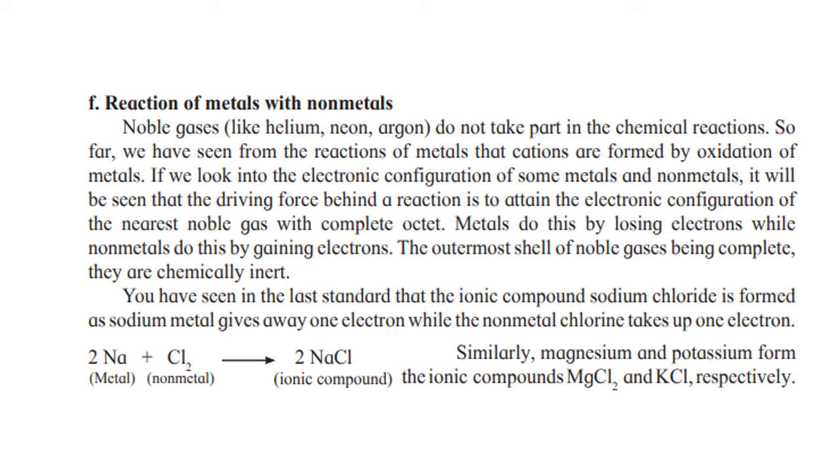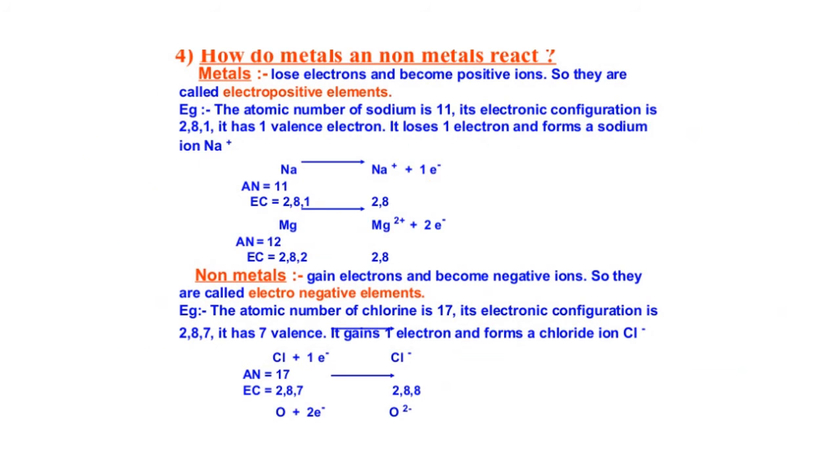In the process of doing so, they react and form a compound. An example is given here: sodium reacts with chlorine to form sodium chloride. Let us try to understand how a metal and a non-metal react, in the example that we just saw, where sodium reacts with chlorine to form sodium chloride.